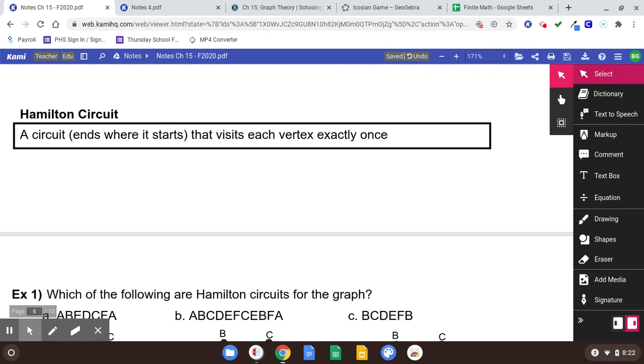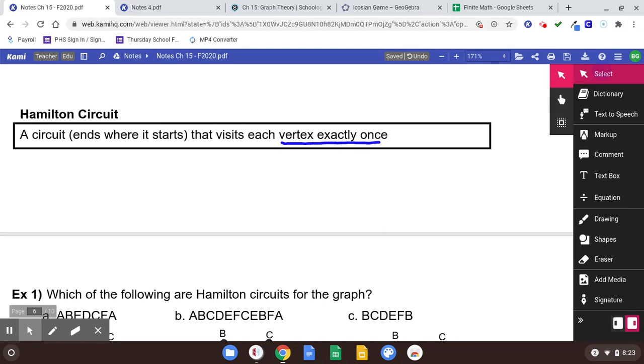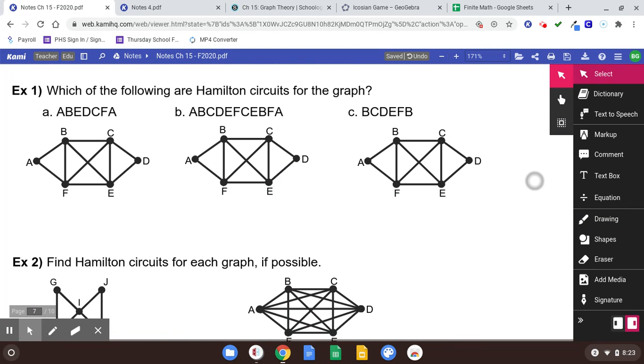A Hamilton circuit ends where it starts, but it's a circuit that visits each vertex exactly once. Each vertex exactly once. If you remember the last lesson, an Euler circuit hit each edge exactly once and ended where it started. So notice the difference.